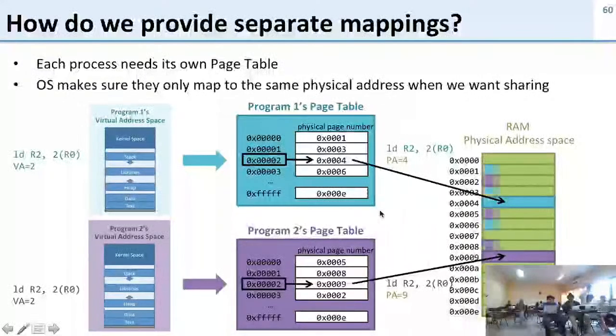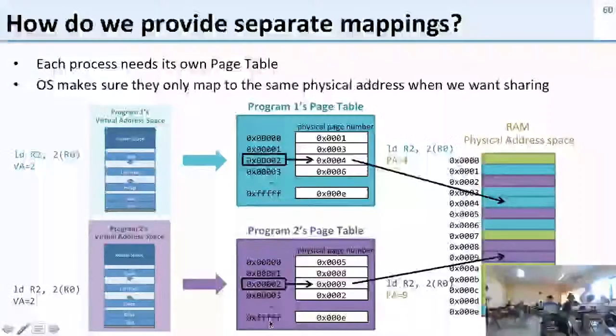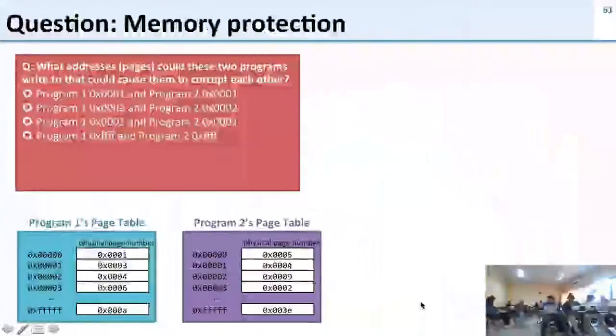And in fact, if you look through these page tables, you can see exactly how they're sharing the memory. Program 1 has physical pages 1, 3, 4, and 6, so it gets 1, 3, 4, and 6. Program 2 has physical pages 5, 8, 9, and 2. So here's 2, 5, 8, and 9. It gets those ones. And both of these programs share physical page E. You can see that they both map virtual address FFFFF to physical address E. So that's the shared page down here.